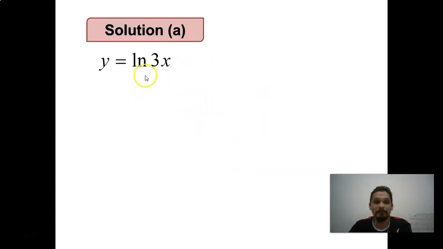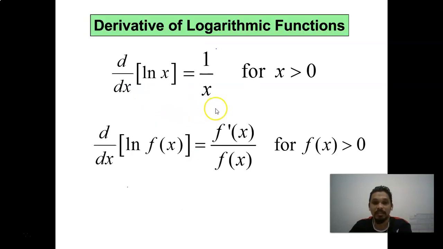Okay, first differentiate y equal to natural log of 3x, so then y prime equals the derivative of ln, which gives you 1 over 3x. And then differentiate 3x, it gives you 3. Okay, let's take a look again.